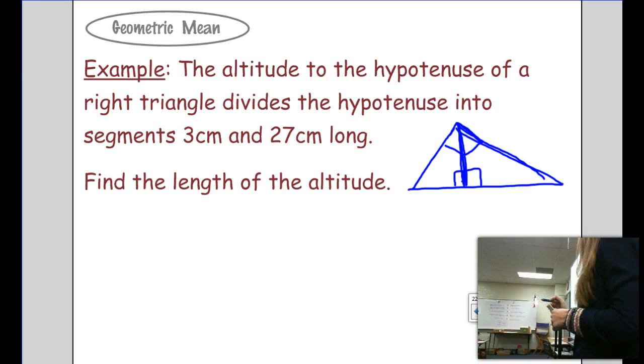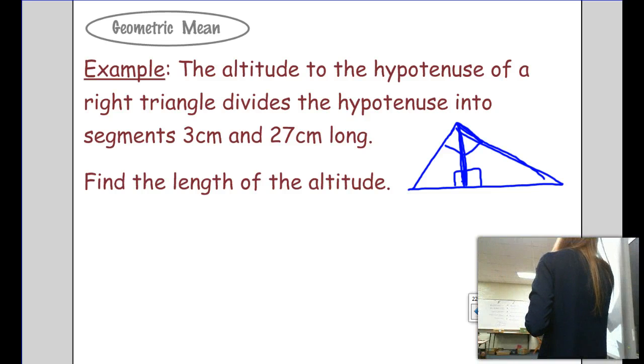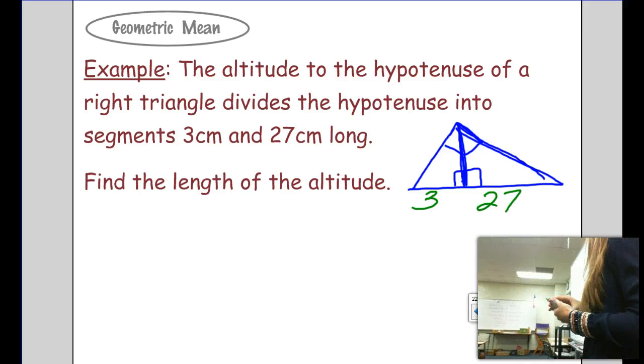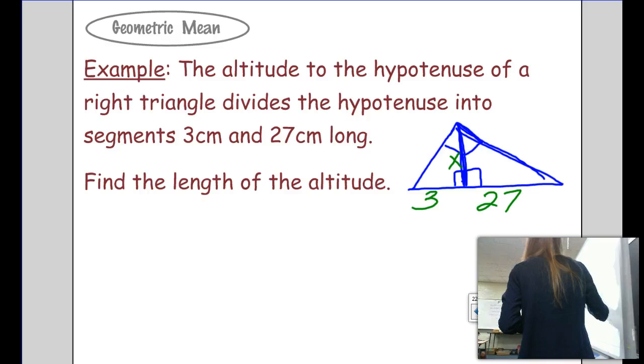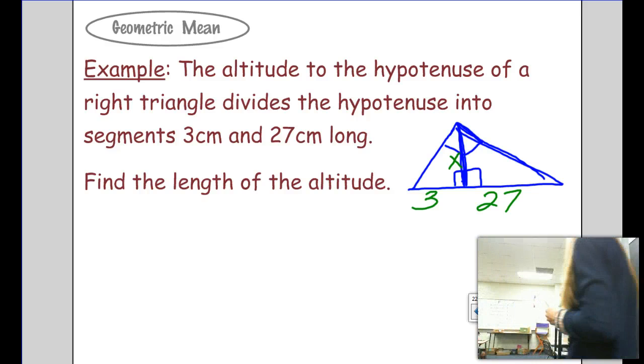It divides the hypotenuse into segments of 3 and 27. So I'm going to put 3 and 27. Find the length of the altitude. Where do I put x? Over there. Where's the altitude? It is the altitude, so it's that one. It's not the leg, it's the altitude.